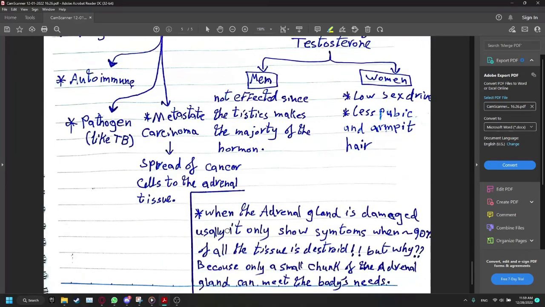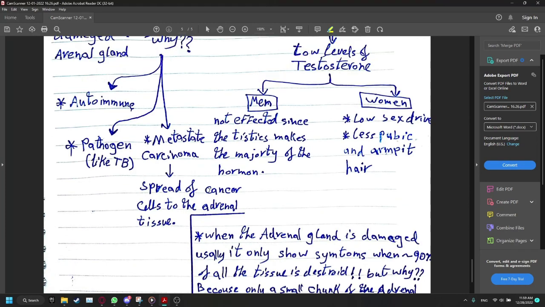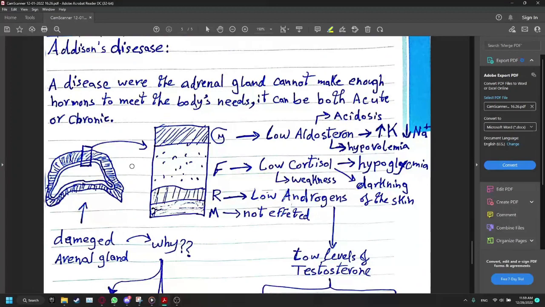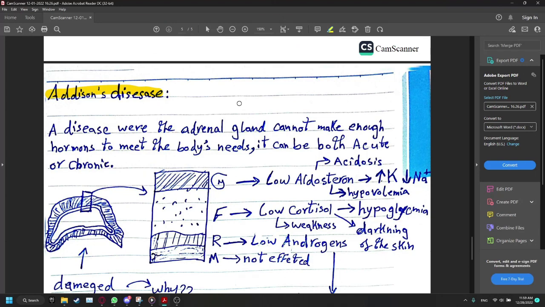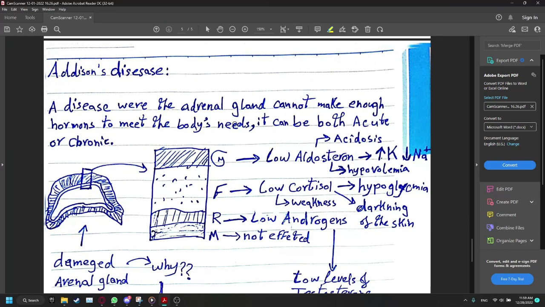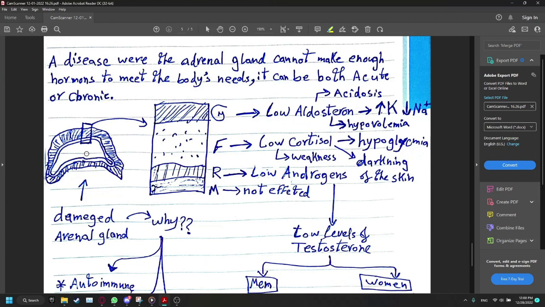And something important about the adrenal gland here, it's asymptomatic for the first stages of Addison disease. Why is that? Well, we could literally take a portion of the adrenal gland cortex, and it would meet all the body's needs of the adrenal gland. And so this is a problem here.